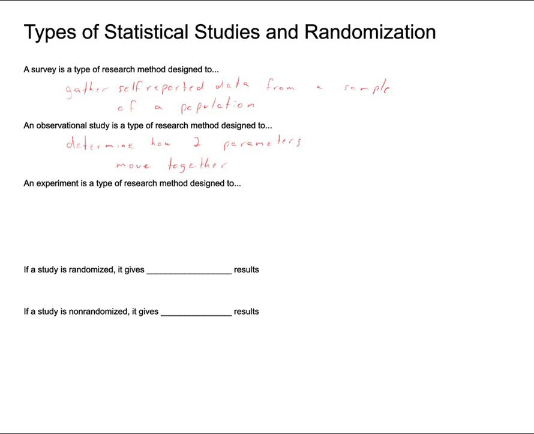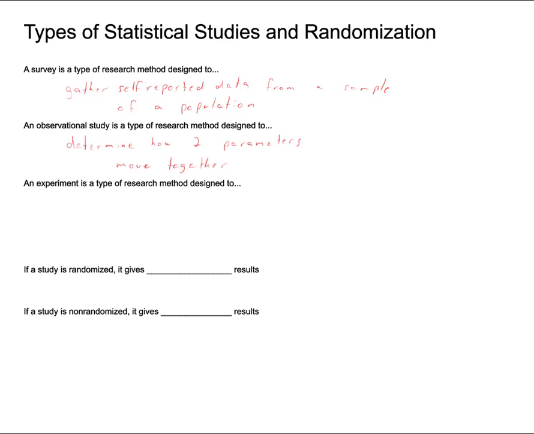Now, one thing that's very important here is that observational studies are not going to show causality. They can only show a correlation between items or between parameters. The reason why is they don't account for confounding variables. So again, observational studies, they can only show a correlation.